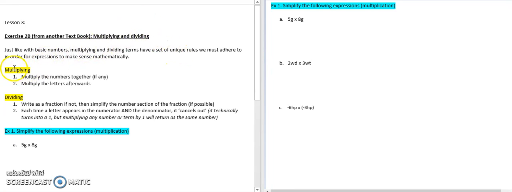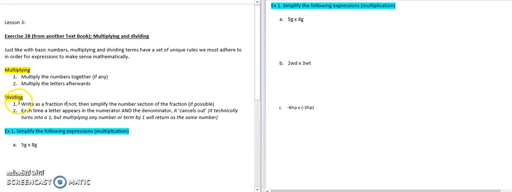Okay, so when we multiply, the first thing we're going to do is multiply the numbers together if there are any, when two terms are multiplied together. And then afterwards, we multiply the letters. This step right here is considered one of the easiest, okay?